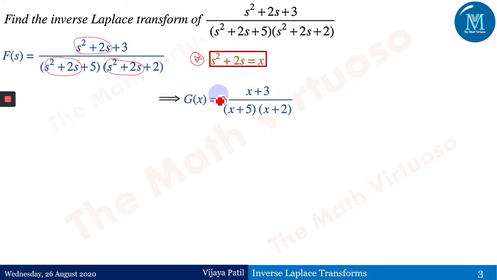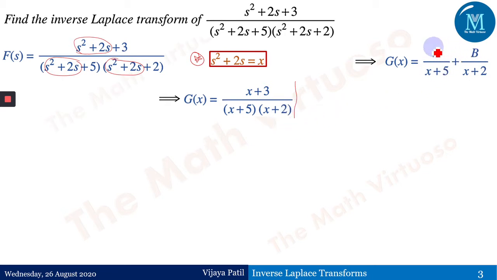After replacing this, if you observe, g of x is the function which is nothing but (x plus 3) upon (x plus 5) into (x plus 2), which are linear factors and they are distinct. So whatever we discussed in part 1, the hiding method, we will be doing that. So x plus 5 and x plus 2 are the linear factors and they are distinct, and therefore this is A and B.